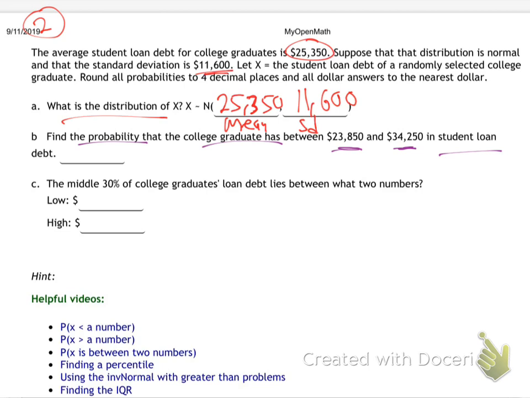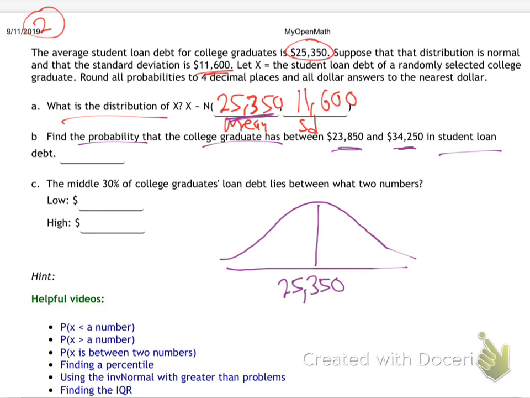So let's draw ourselves the normal curve. It's always good to draw it. Not that we're going to do a lot with it, but it'll kind of guide us. Then put the middle. What's the middle of the normal curve? It's always the average. The average student debt is $25,350. We don't need to put the standard deviation on there, just draw the bell curve and put the middle on there.